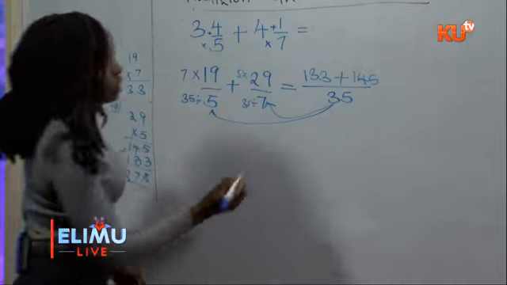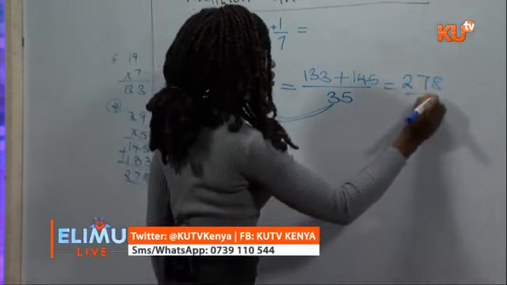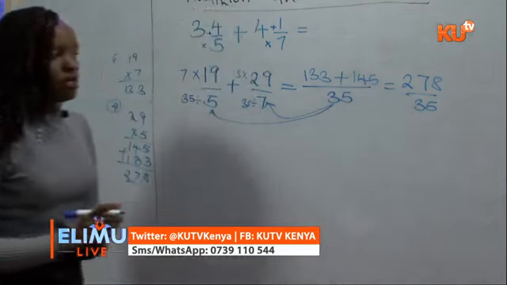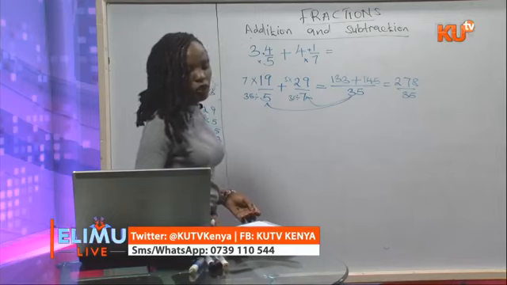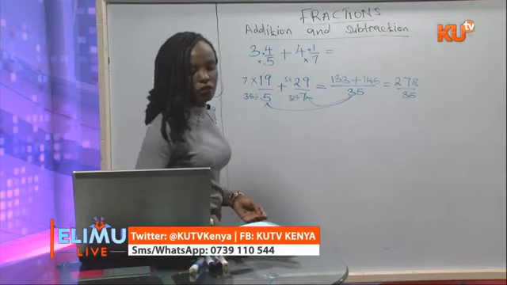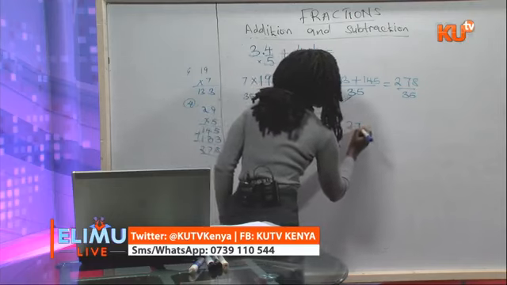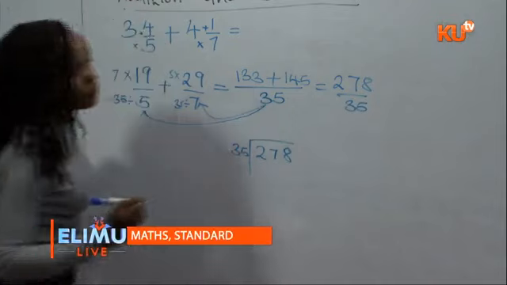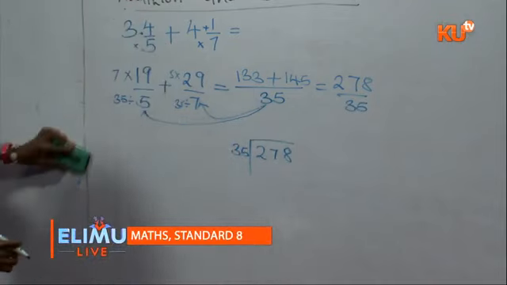We get 278 over 35. 278 over 35 is an improper fraction. We change to a mixed fraction. So we take 278 and divide by 35. We ask ourselves how many times can 35 go into 278?